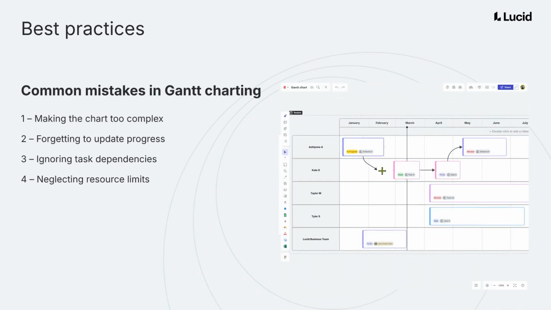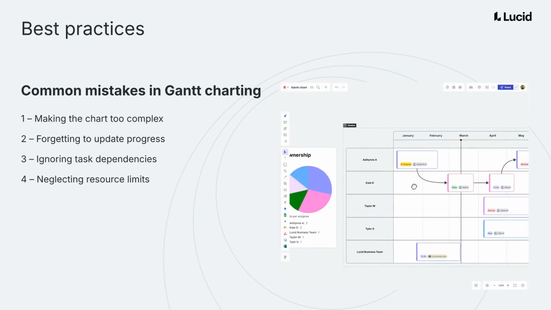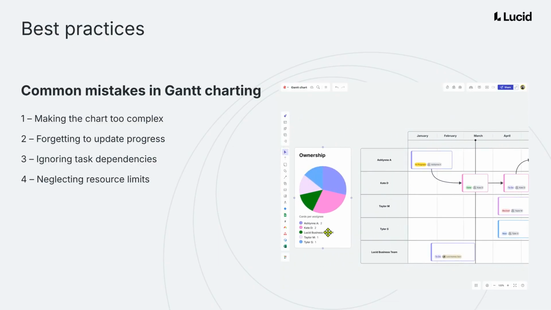Avoid common mistakes in Gantt charting by keeping your chart updated. Don't make it overly complex, and always ensure you've accounted for dependencies and realistic resource limits for your team.